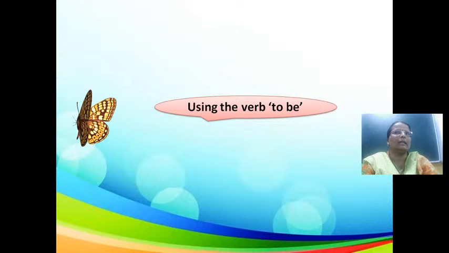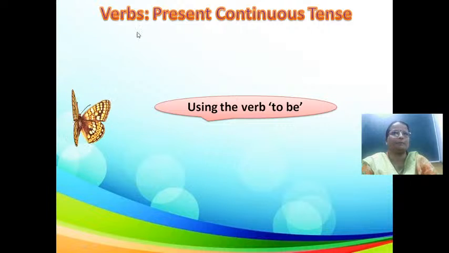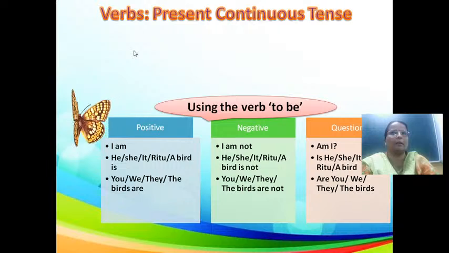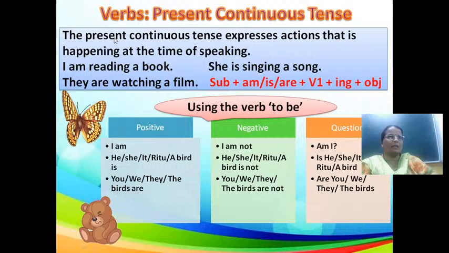So now let's see the next slide where we are going to learn about the usage of to be, the base form to be. See the title, verb present continuous tense. We learned simple present tense in the last class. Today we are going to learn about present continuous tense. So how do we form present continuous tense? The revision is over. Now we are entering into the new topic, that is present continuous tense.